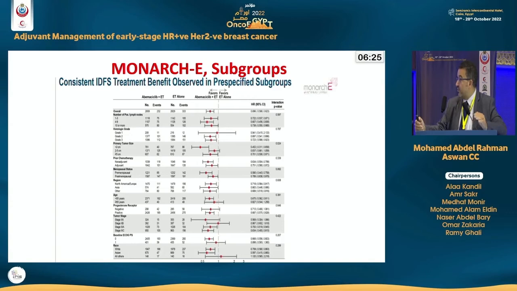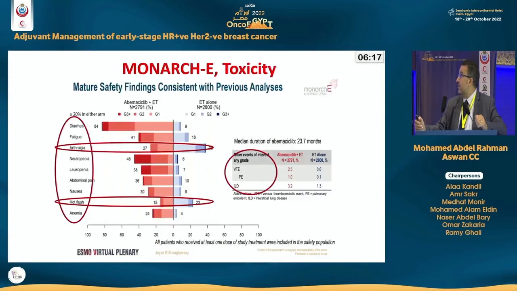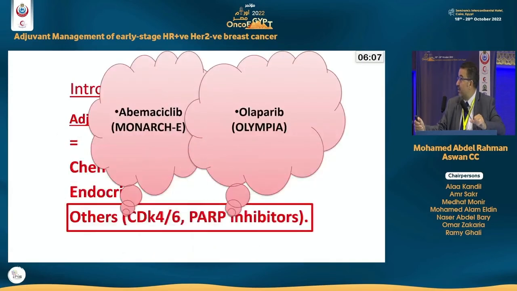For subgroup analysis, most of the subgroups gained the benefit, apart from non-Asian, non-white patients, but this was a small number of patients. Regarding toxicity, toxicity was higher in the abemaciclib arm, apart from arthralgia and hot flashes, which were higher in the endocrine therapy arm. Coming to the second agent, the PARP inhibitor olaparib in the OlympiA study.